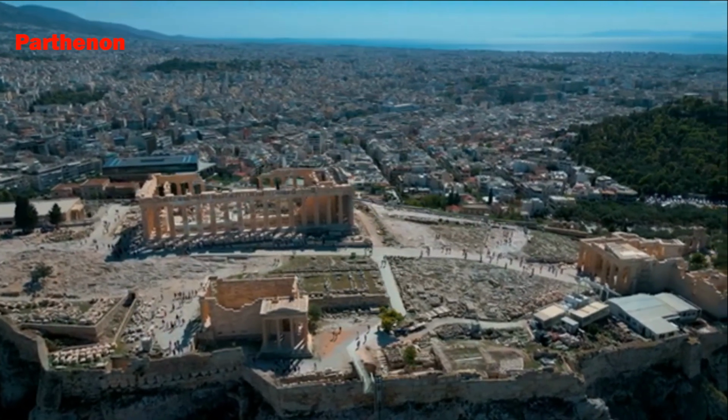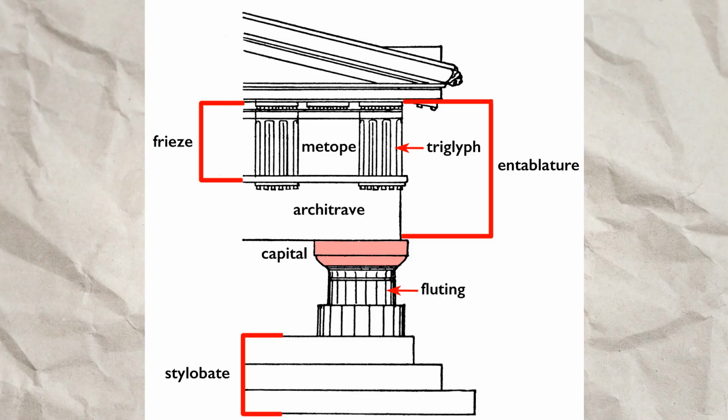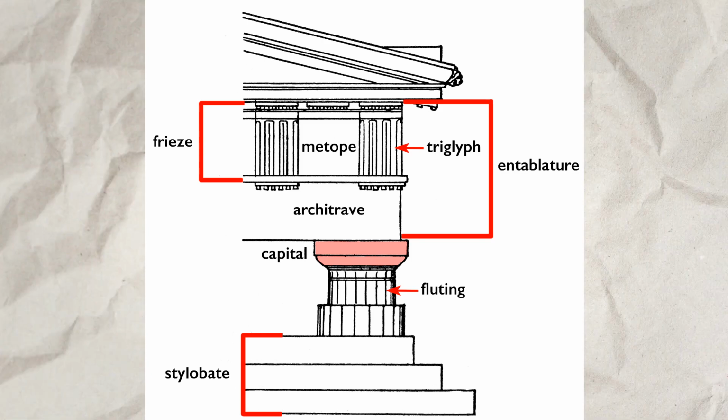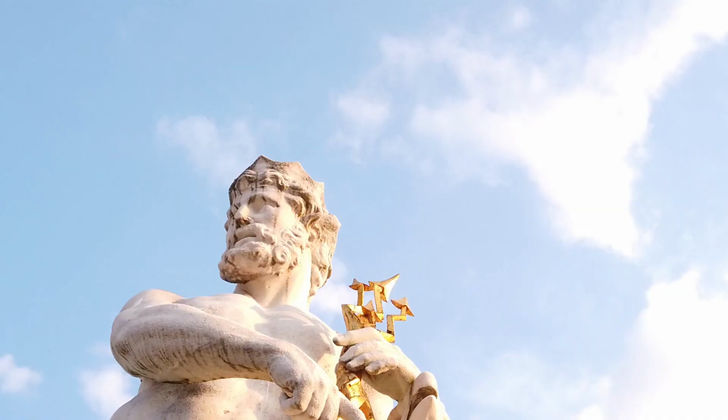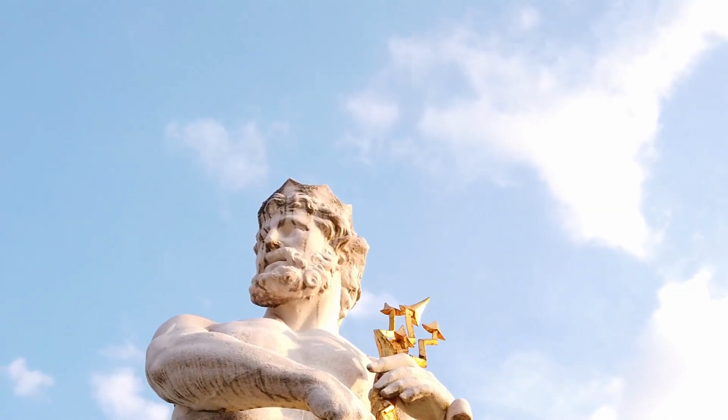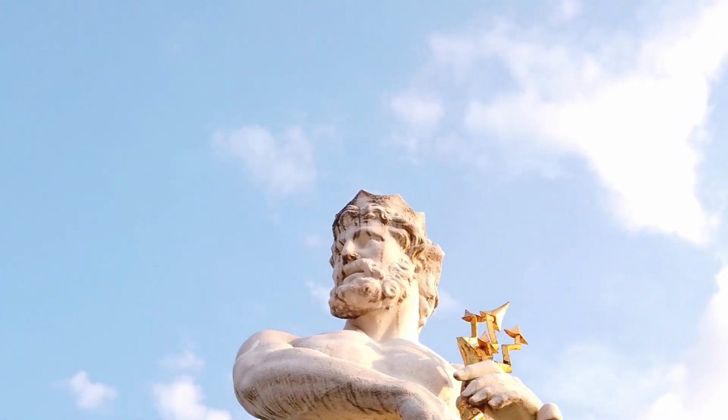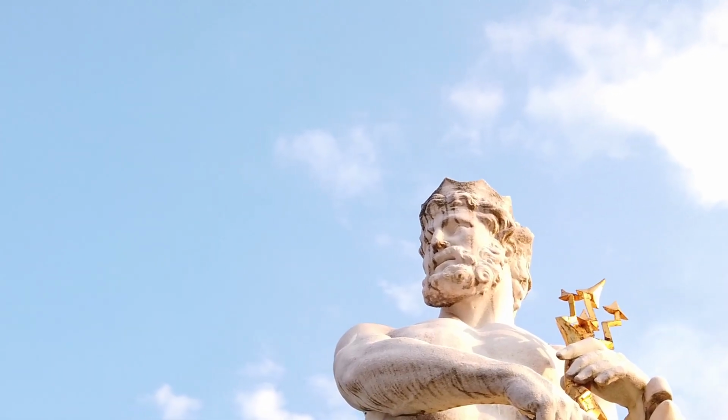Okay, so let's start with the Doric order. The easiest way to tell the orders apart is basically the capital, the top of the column. The Doric order has the simplest capital. Because of its simple shape, it's considered to be the manly Greek order.